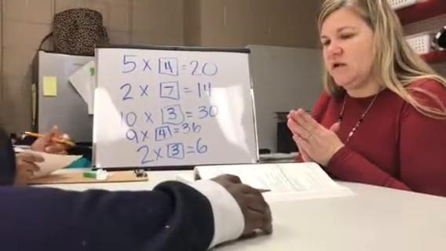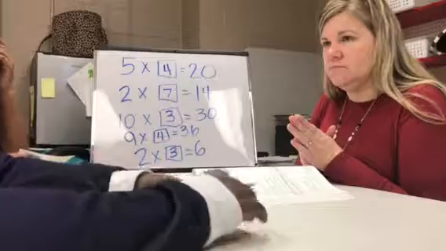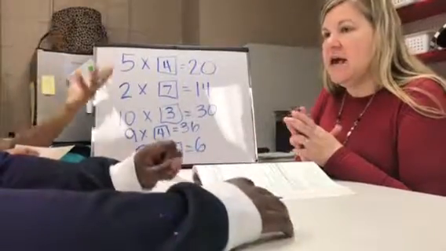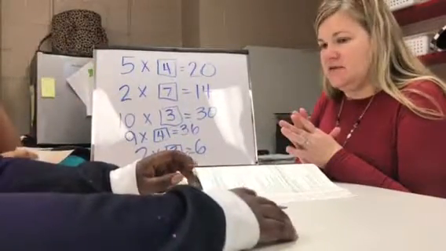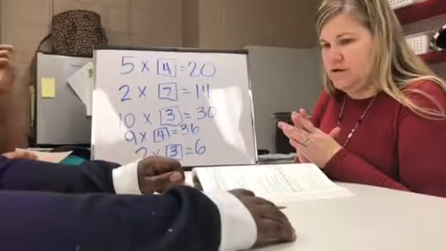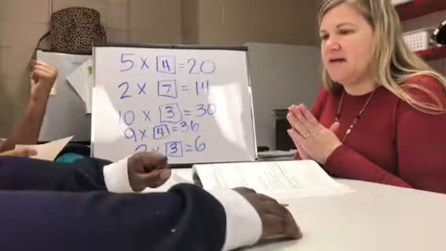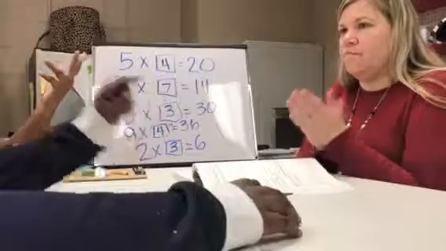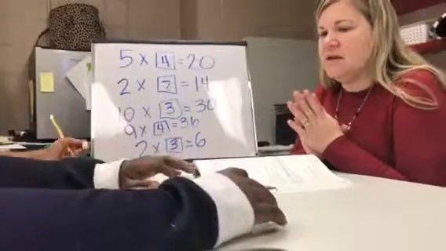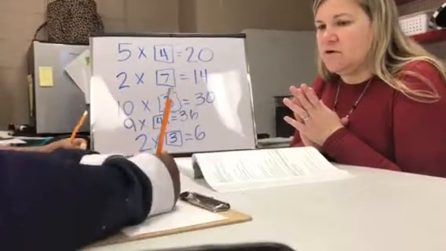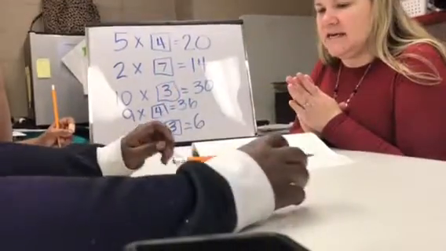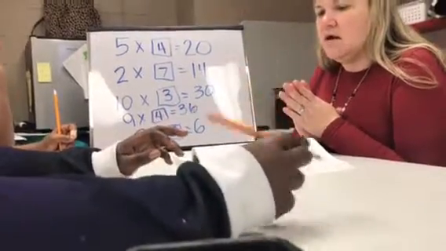Part C says we're going to count by what number? 10. Say it with me. Count by 10 to get to 40. All right. Put your fist up and count by 10s. Ready? Go. 10, 20, 30, 40. How many times did we count by 10? 4. So what are you going to write in the box? 4. Excellent.